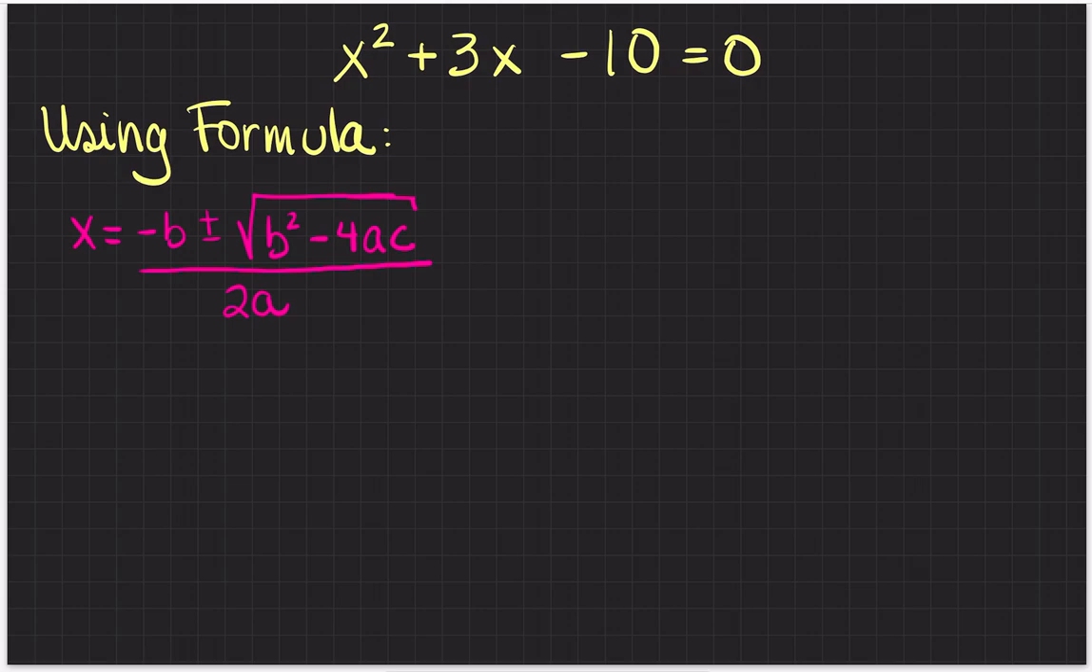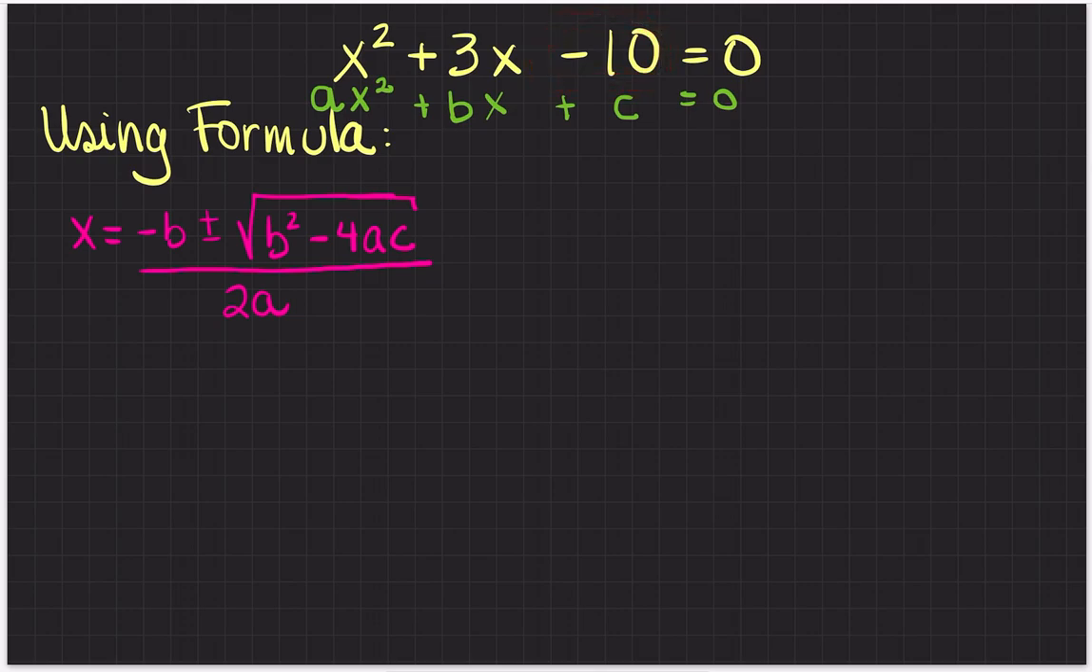So a will always be the number that is multiplying the x squared, which in this case I don't see any number, so that means it's a 1. For b, b will always be the number that is multiplying the x, which in this case is the 3. If it was a negative 3, your b would be negative 3, but in this case it's a positive 3. And c will always be the number that is by itself, not multiplying the x or the x squared, which is negative 10, not just 10, it's a negative 10.